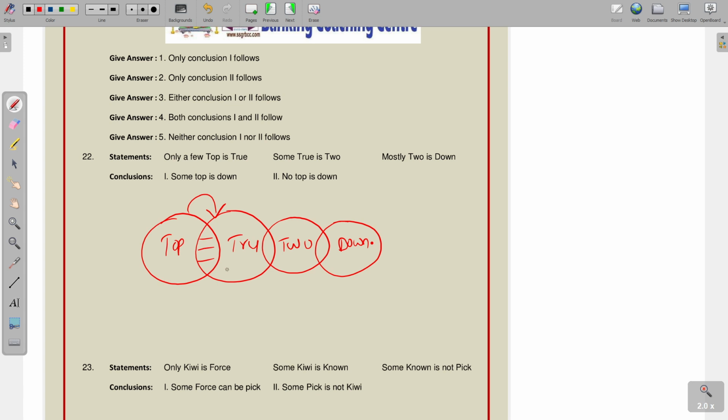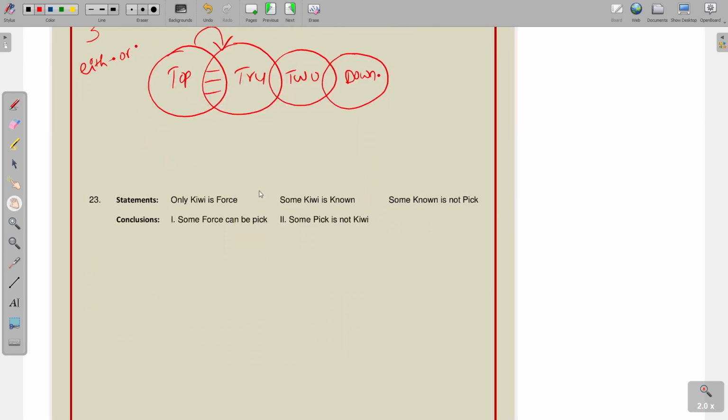Some top is down. So top here and down here, there is no relation between top and down, and no top is down. So top here and down here, this is also not correct, because there is no definite relation between top and down. But once you observe conclusion 1 and conclusion 2, here some and no, and top, down, so here an either-or condition should follow. It is the complementary pair. So what is the answer here? Option 3 is the answer.